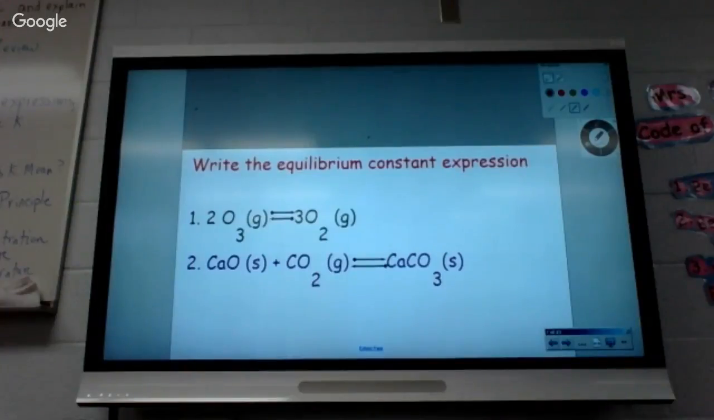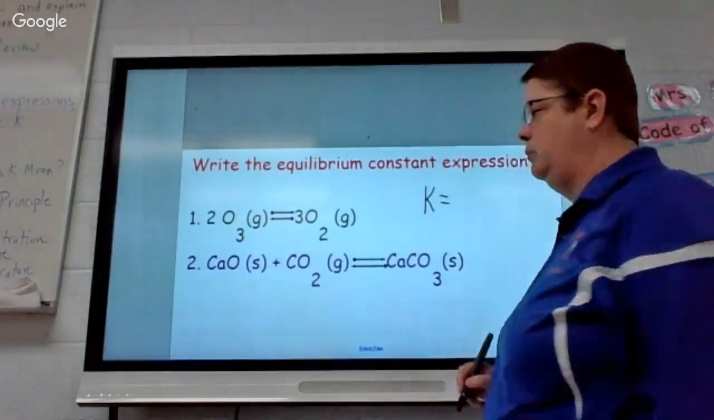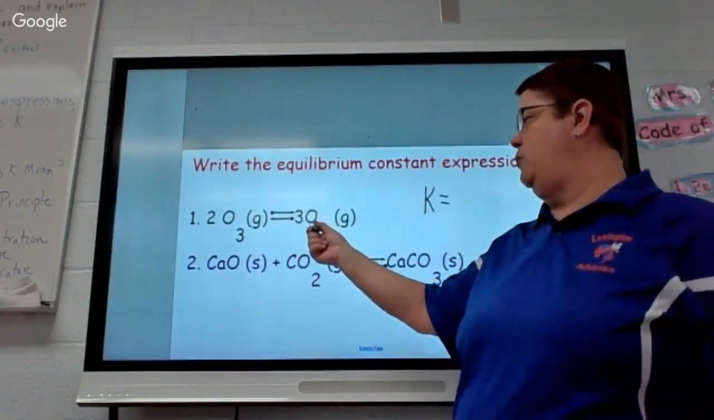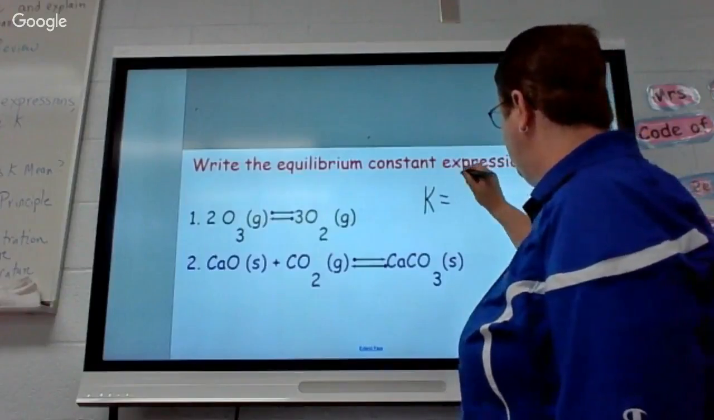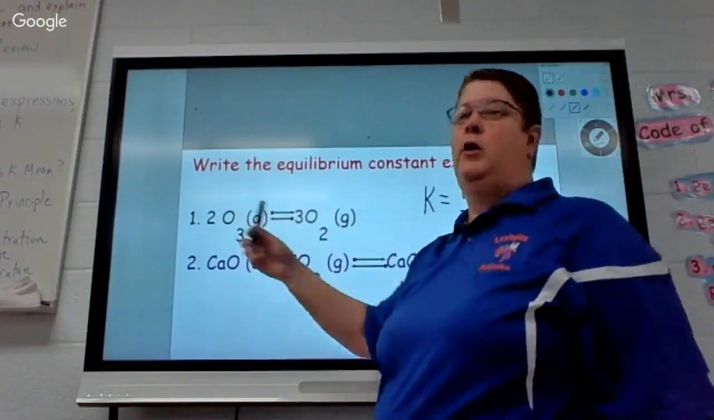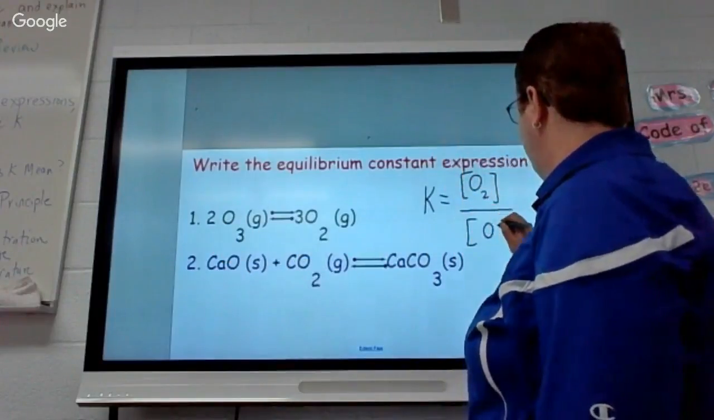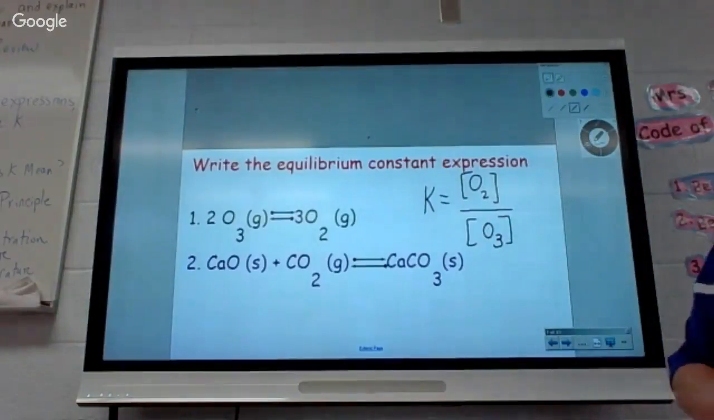So let's say that we want to write the equilibrium constant expression for number one. All right, what are my products in number one? Okay, so K equals, first of all, my product is O2, right? So O2 goes on top, put it in brackets, over, what's over here is a reactant, O3. All right, so that's step one, products on top of reactants.